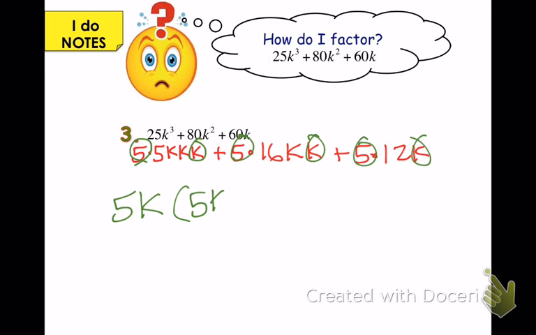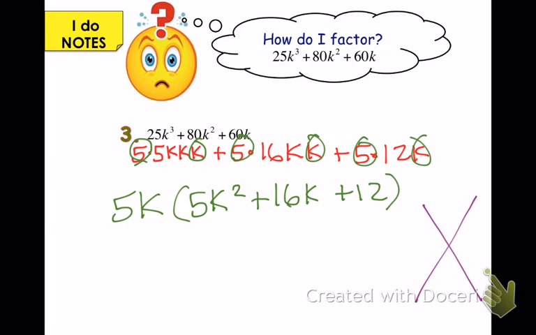I'm left with 5k squared plus 16k plus 12. So I have my quadratic now left over. I'm going to go ahead and do my x factor. So again, I multiply the first term and the last term, 5 times 12. That's going to give me 60. 16 goes at the bottom. Two numbers I multiply to 60 and add to 16. It's 10 times 6. Now here, I cannot use my shortcut because of this 5.